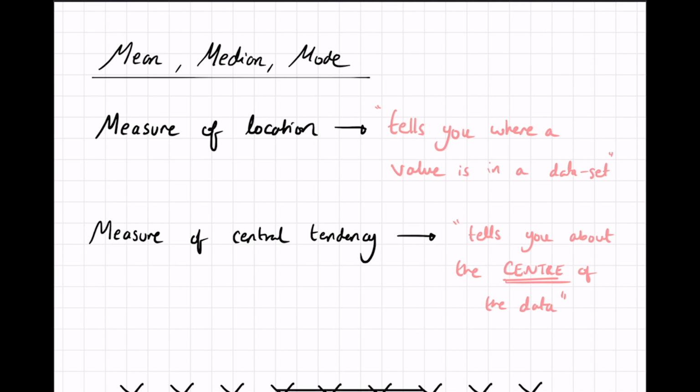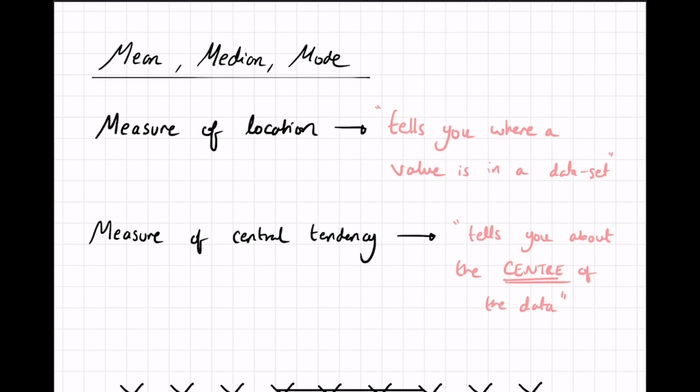So before we get into that, actually, we need to know about something called a measure of location. And what is a measure of location? Well, it tells you basically where a value is in a data set. Now, it doesn't tell you about anything else. It just tells you, in a data set that you have, where is that value going to be located? Is it somewhere in the middle? Is it somewhere at the beginning? Or is it somewhere at the end?